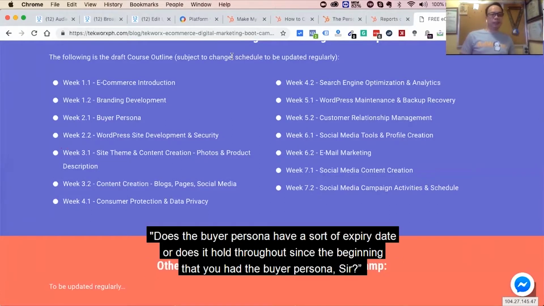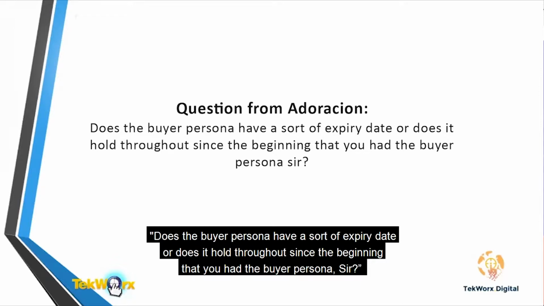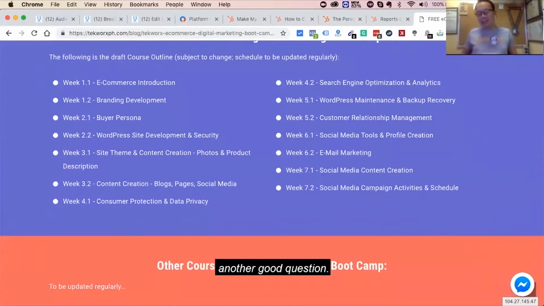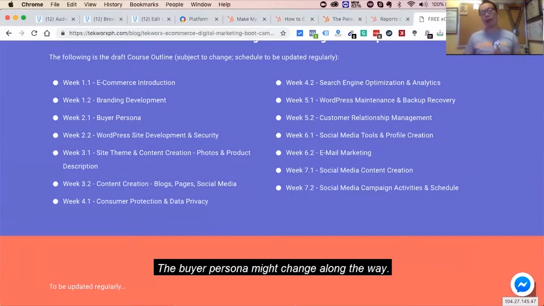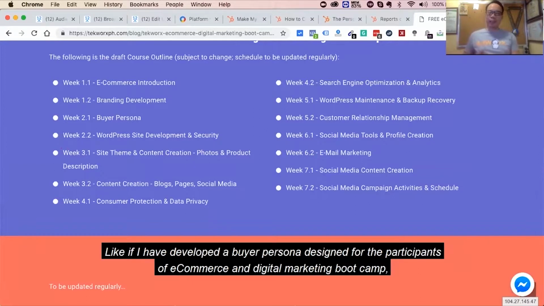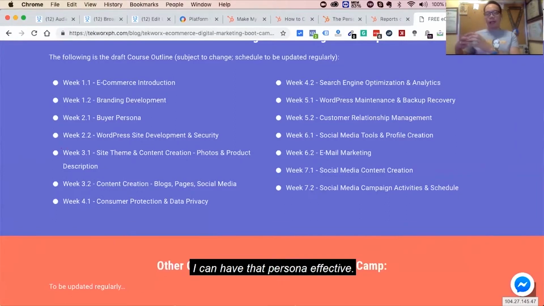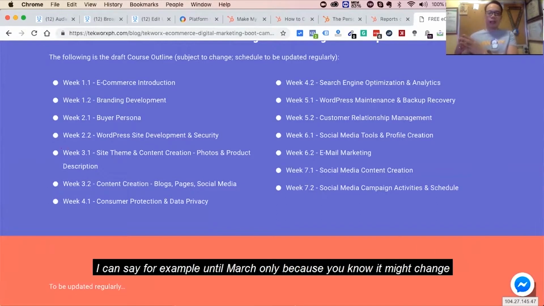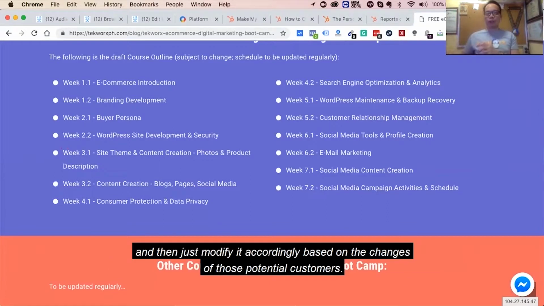Okay. Yes, Ma'am Ador. Does the buyer persona have a sort of expiry date, or does it hold throughout since the beginning that you had the buyer persona, sir? Another good question. The buyer persona might change along the way. For example, if I have developed a buyer persona designed for the participants of the e-commerce and digital marketing bootcamp, I can say that persona is effective until March only, because it might change, or I can have that throughout the program or throughout the campaign and then just modify it accordingly based on the changes of those potential customers.